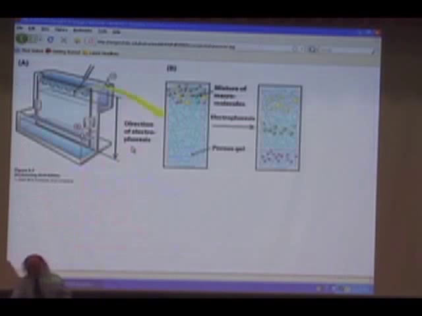Now, there are other techniques that are more commonly used for separating big molecules. So I'm going to first describe a technique for separating nucleic acid molecules, usually DNA, although this will also work for RNA if we're careful. Okay?